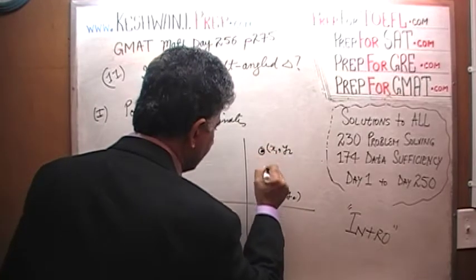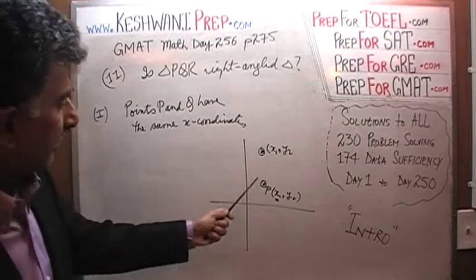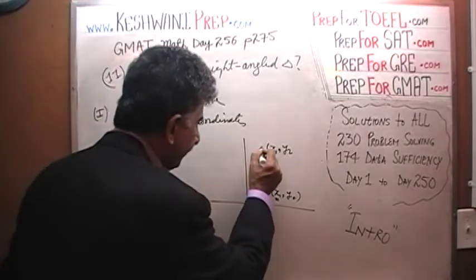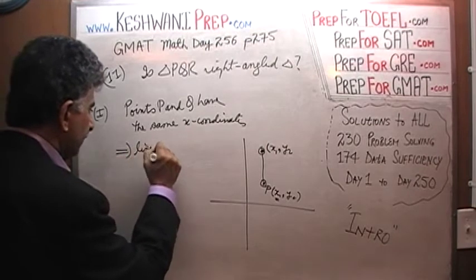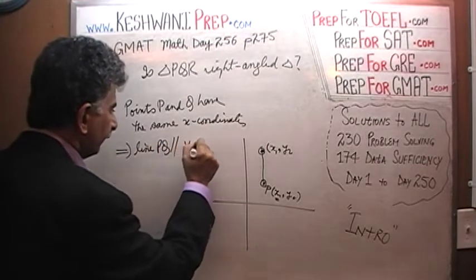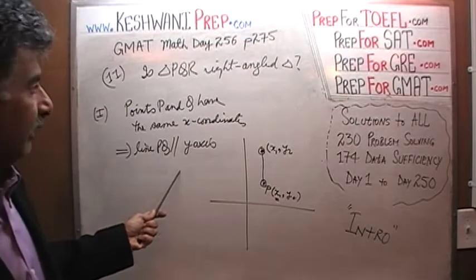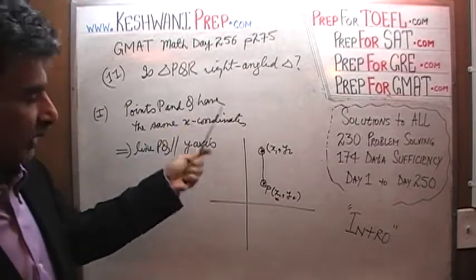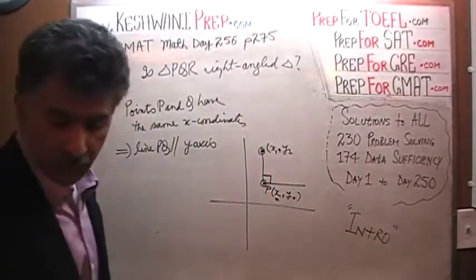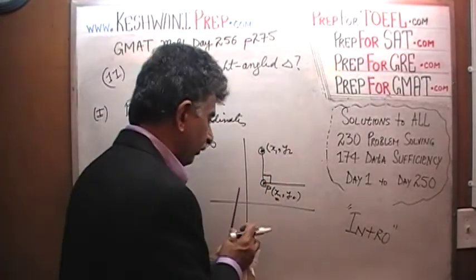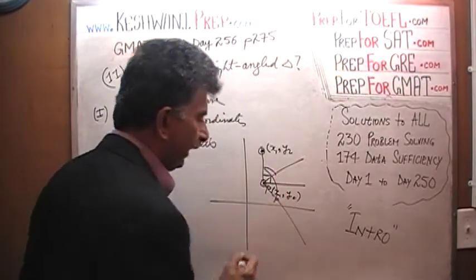If these two points have the same x coordinate, what that tells us is that the line PQ is parallel to the y-axis. Well, it's parallel to the y-axis, but that does not in itself enable us to answer this question. Is that a right angle triangle? It could be a right angle triangle, or it could be something else. The angle might be something like this, or something like that.